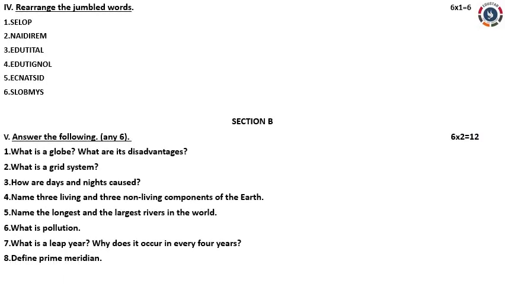Roman letter 4, rearrange the jumbled words. Jumbled words are given, 6 words. Refer to lesson 2, latitudes and longitudes, to find out the words. In the term exam, I will give clues to find out the words. Okay. Next, section B, Roman letter 5, answer the following. 8 questions are given, isn't it? So from this you have to write any 6. Each question carries 2 marks. So you have to write minimum 4 points. Okay.